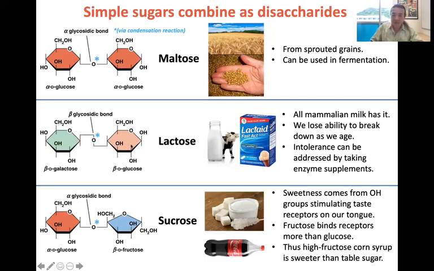What happens if you don't have this enzyme? Well, your body doesn't break down the lactose, and this lactose passes down into your intestines undigested, right? Still as a disaccharide, and it ends up in your colon. And in your colon, you have a ton of friendly bacteria. That's just part of our dietary tract, probiotics, that kind of stuff.